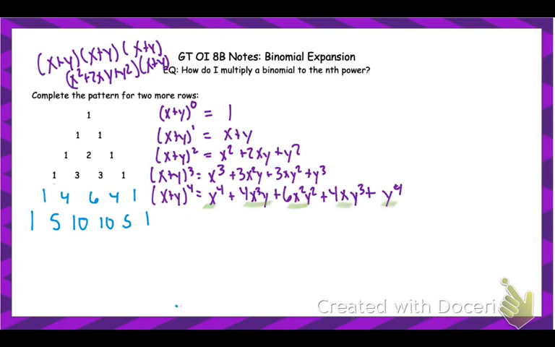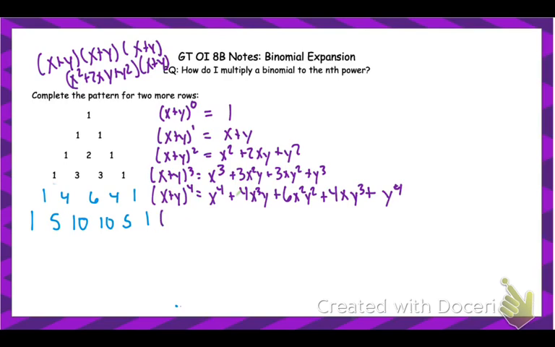So those are our terms. Each term really has three components. You've got your x, you've got the y, and then you have the coefficient. Now, these are going to look a little bit different if there is a number in front of that x and that y, and we'll get there in a little bit. But for now, just notice how that coefficient matches the numbers on Pascal's triangle. So by following that pattern, we can figure out what this expansion is going to be.